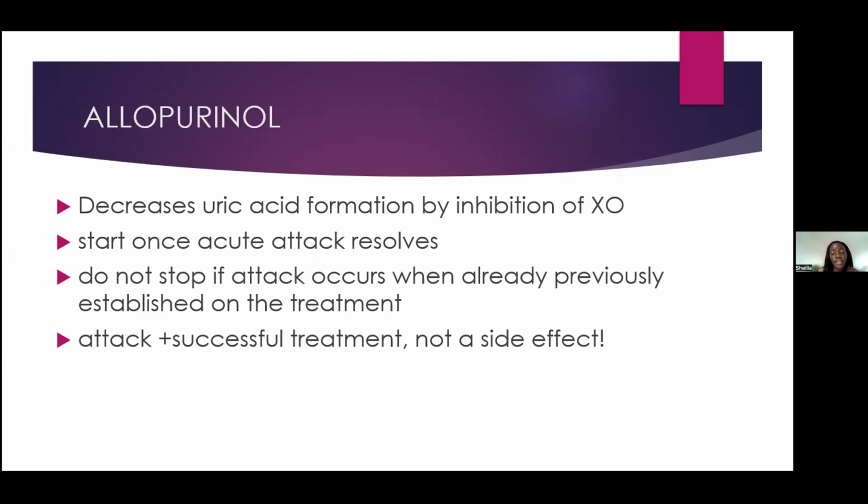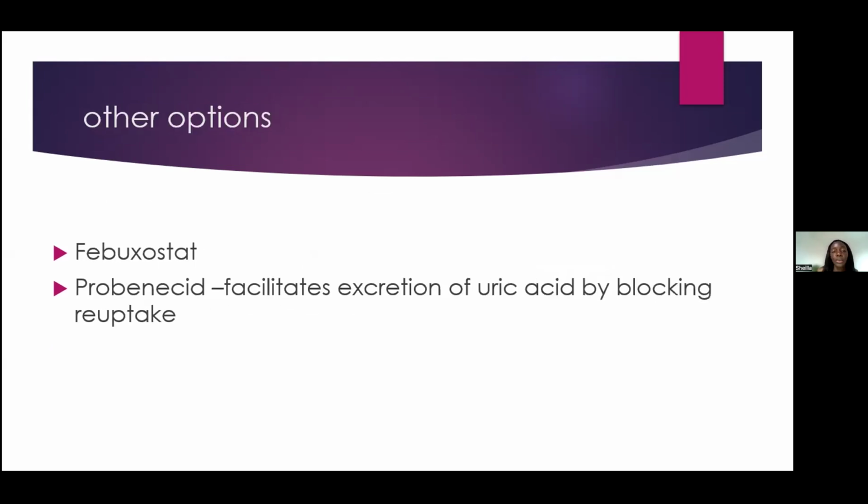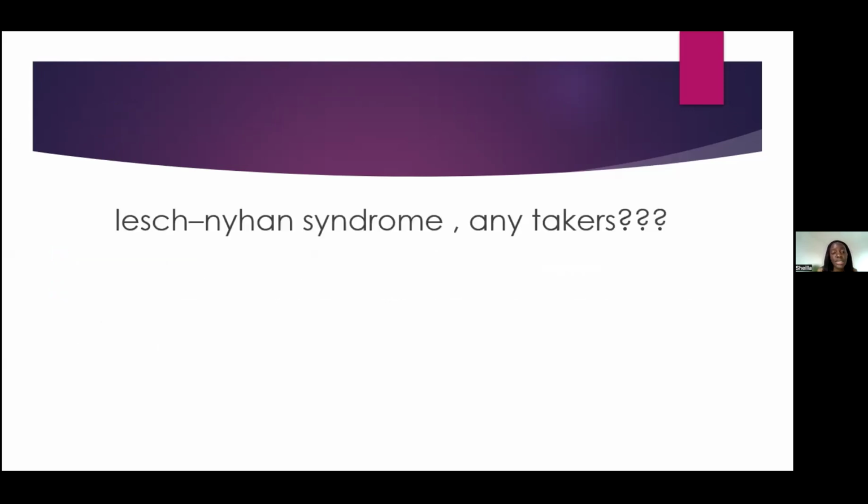And if you do get an attack on allopurinol, we advise patients, don't stop the treatment. The treatment is working. Just get in touch with your GP or rheumatology and we'll give you an additional medication to try and reduce that flare, which is why I explained earlier, we give colchicine alongside the allopurinol. So other medications you've probably come across are febuxostat and probenecid.